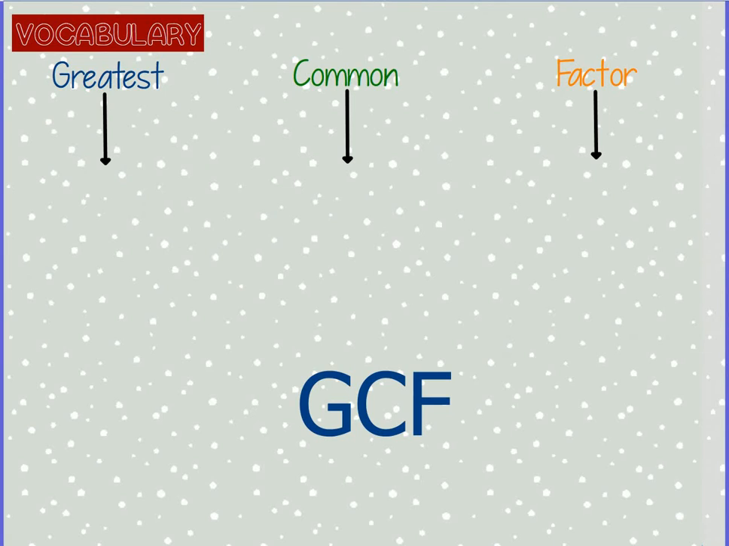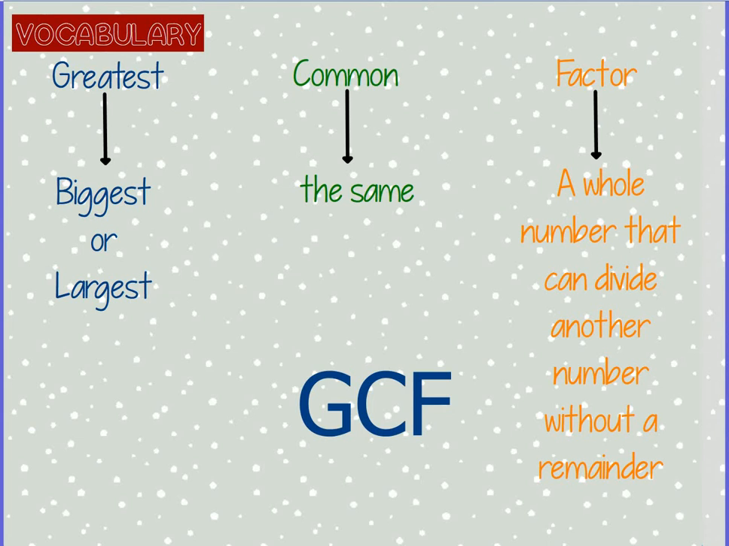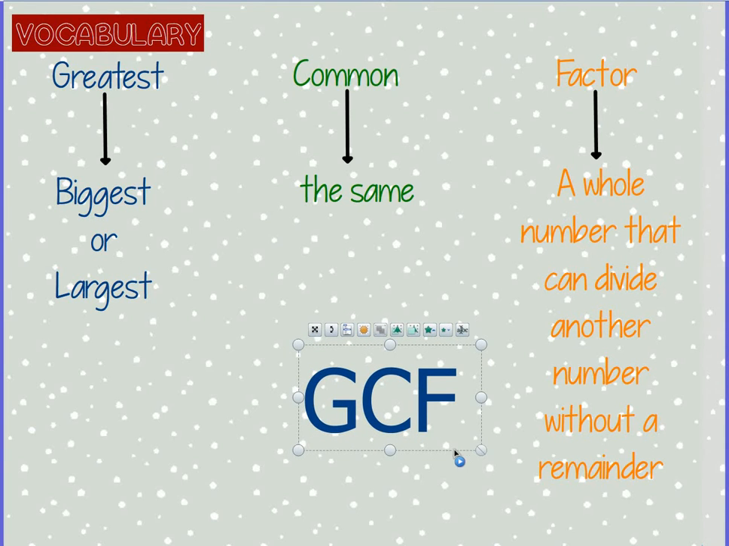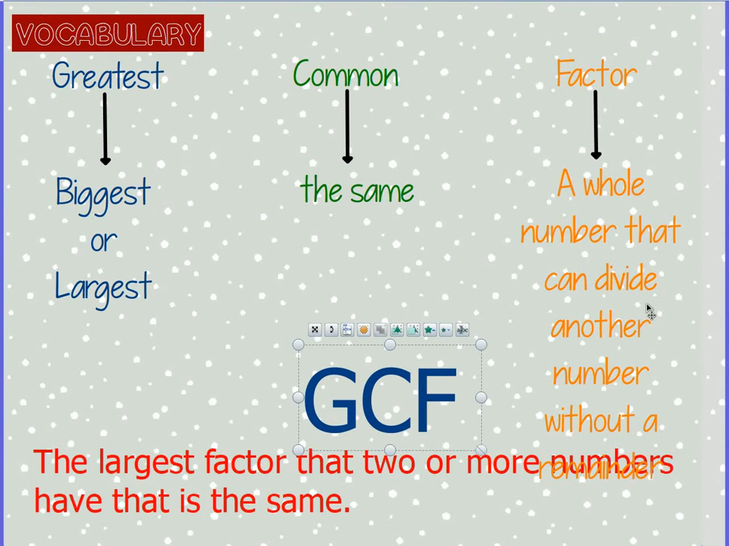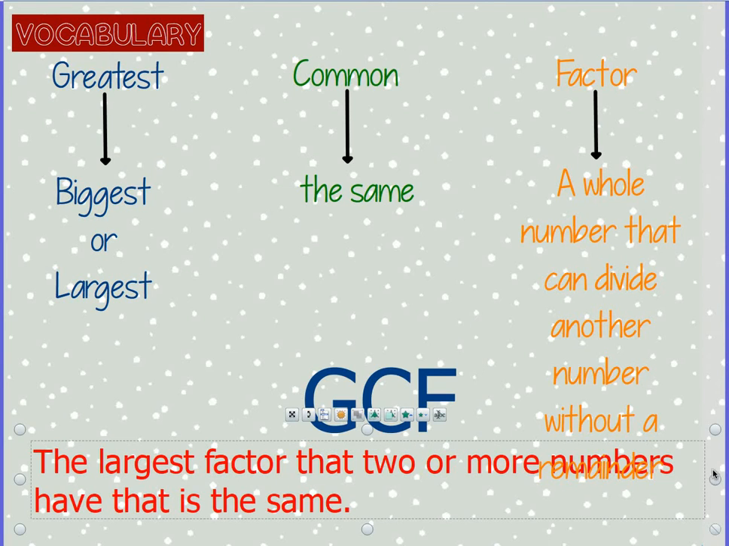Alright, so first and foremost, what is the greatest common factor? Well, if you break down what each of the words means, greatest being the biggest or largest, common meaning the same, and factor being a whole number that can divide another number without a remainder, if you put all these pieces together, you get that the GCF is the largest factor that two or more numbers have that is the same.